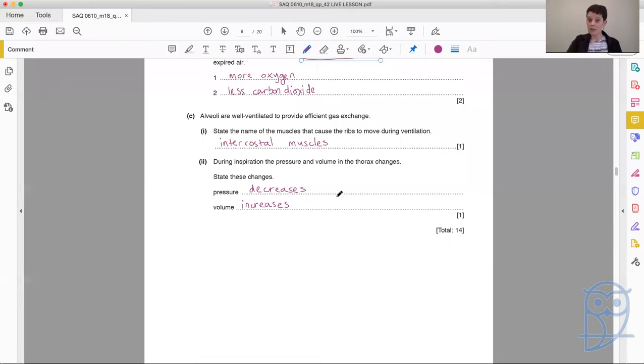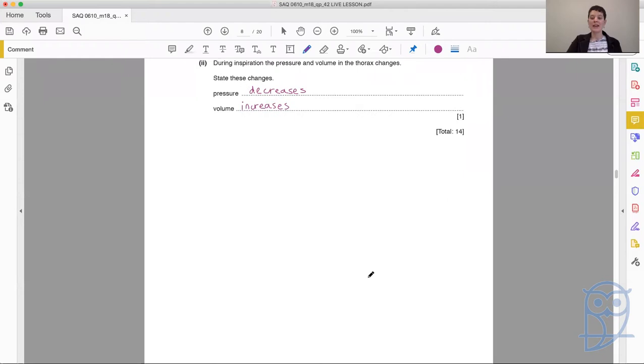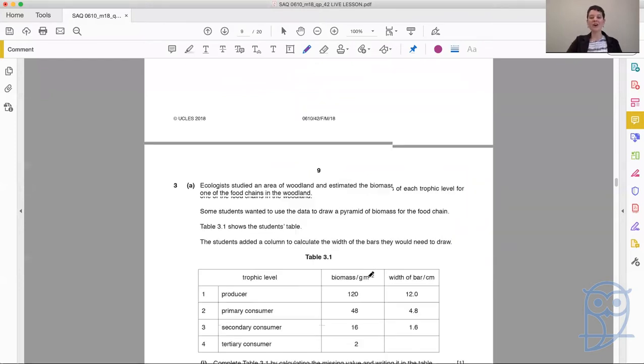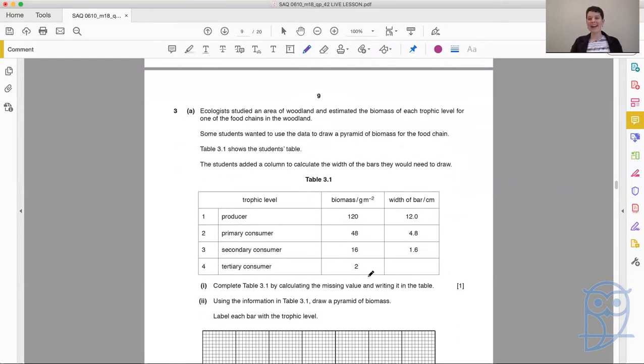That is the end of the whole big question. So as we move on to the next question, question 3, we have a dramatic change in topic. Onto a very good and fun topic, I have to admit. Ecologists studied an area of woodland and estimated the biomass of each trophic level for one of the food chains in the woodland. Some students wanted to use the data to draw a pyramid of biomass for the food chain. Table 3.1 shows the students' table.